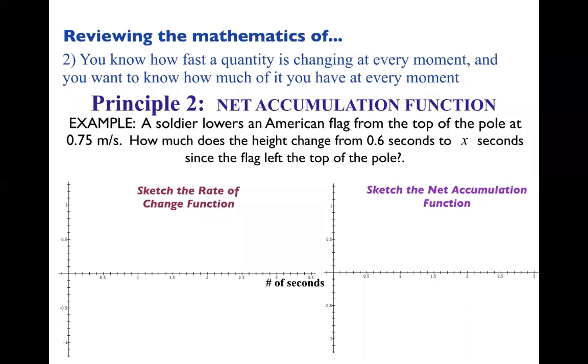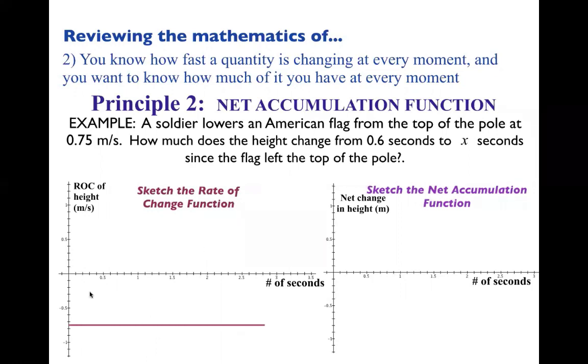On both axes, I'm going to have number of seconds. So both axes are the variable x, number of seconds since we started lowering the flag from the top of the pole. The units on the rate of change function are the rate of change of height, and the units on the net accumulation function are the net change in height, or meters, because we have meters per second here and meters here. So what will the rate of change function look like? No matter what number of seconds we're at, the rate of change is always negative 0.75.